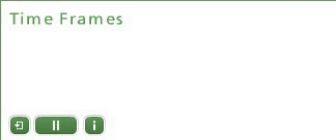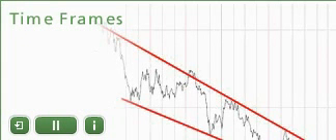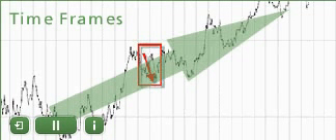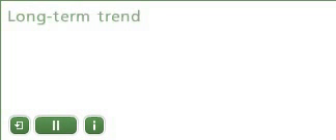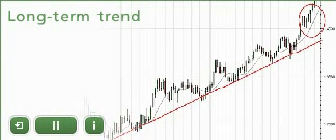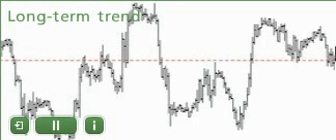Is Google in an uptrend, or is it in a downtrend? The answer is both. It is in a downtrend on the 1-minute chart, and it is in an uptrend on the daily chart. However, the trend of the longer-term chart is more established than the trend in the shorter-term chart. Successful stock and CFD traders tend to trade with a bias toward the long-term trend. They know that it will take a much larger market force to change the direction of a long-term trend than it will to change the direction of a short-term trend.